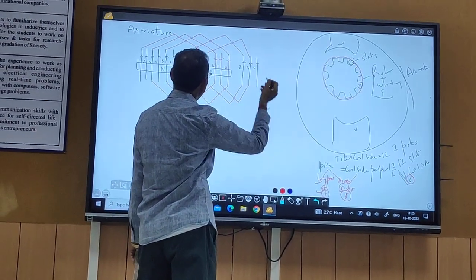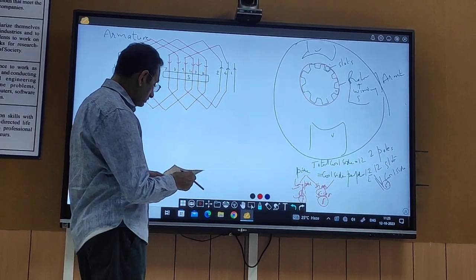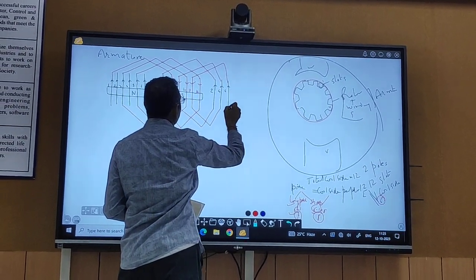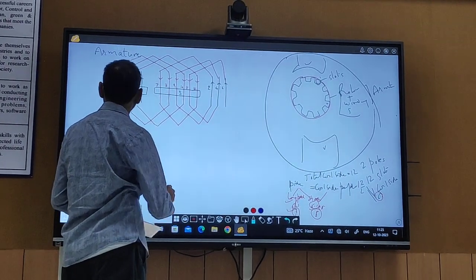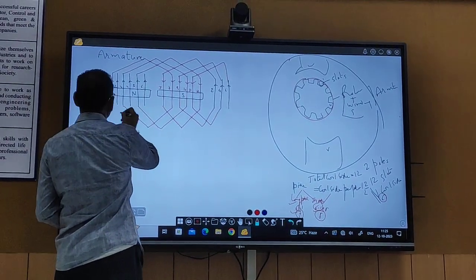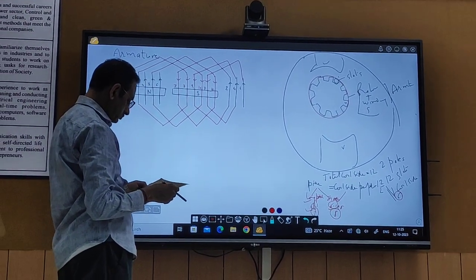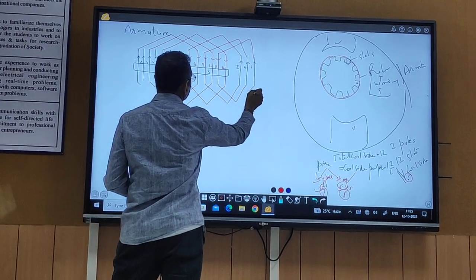Then 11 plus 7 is 18, means 6. And 6 minus 5 is 1. 1 means this. So 6 will be connected with 1. Is this okay?